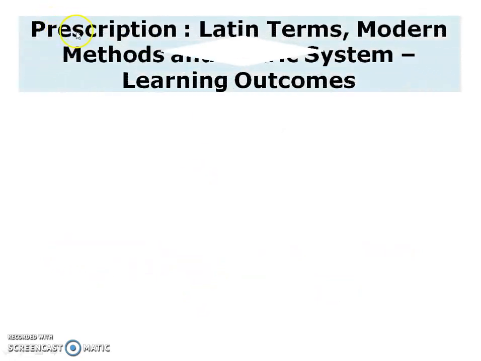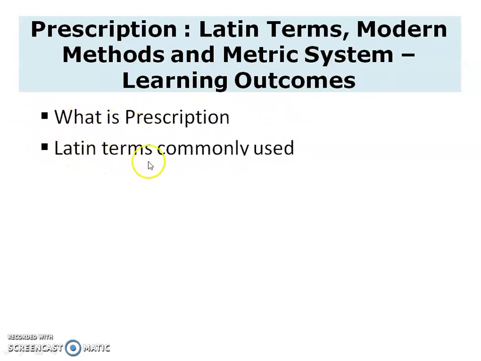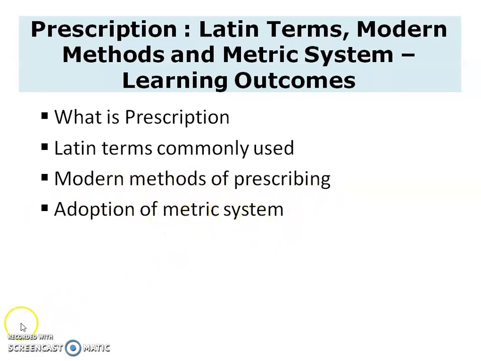Learning outcomes from today's session are prescription, Latin terms, modern methods and metric system. Learning outcomes are: what is prescription, Latin terms commonly used, modern methods of prescribing, and adoption of metric system. Thank you.